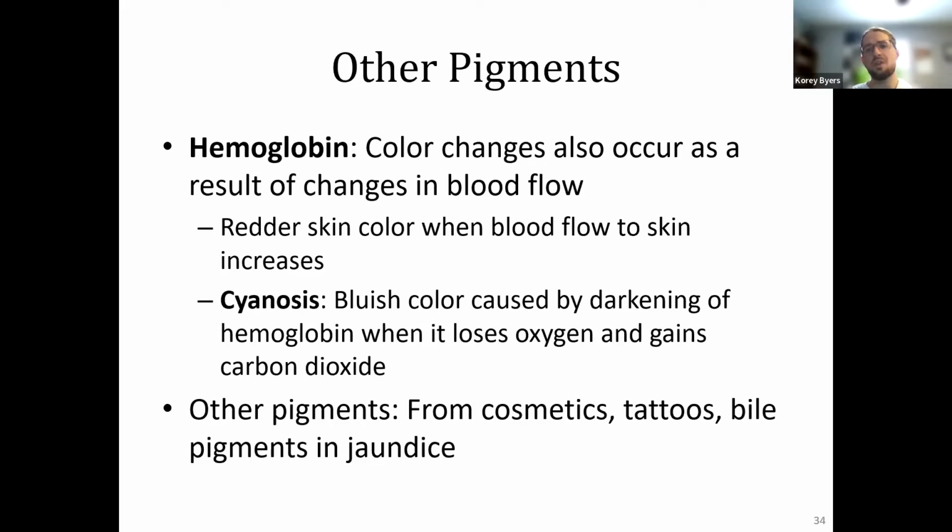Cyanosis is when someone has a bluish color, caused by the darkening of hemoglobin when it loses oxygen and gains carbon dioxide. So someone's cold, right? Usually their lips or their fingers can become bluish, or if they are not getting enough oxygen. And so that's a sign of choking, a sign of poor lung control, or something wrong with perfusion or circulation. Cyanotic means, oh no, they're not getting oxygen.